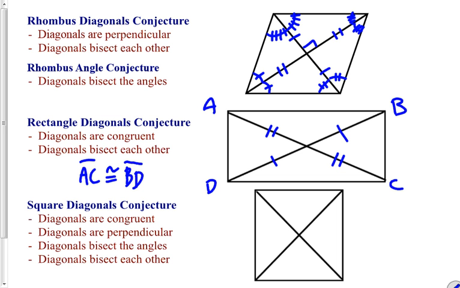And then finally, let's move on to the square. Now, a square is a rhombus and a rectangle, and of course a parallelogram. So we're going to take all the characteristics from a rhombus and a rectangle, and we're going to put them together, right? And that's why the square diagonals conjecture says the diagonals are congruent, the diagonals are perpendicular, the diagonals bisect the angles, and the diagonals bisect each other.